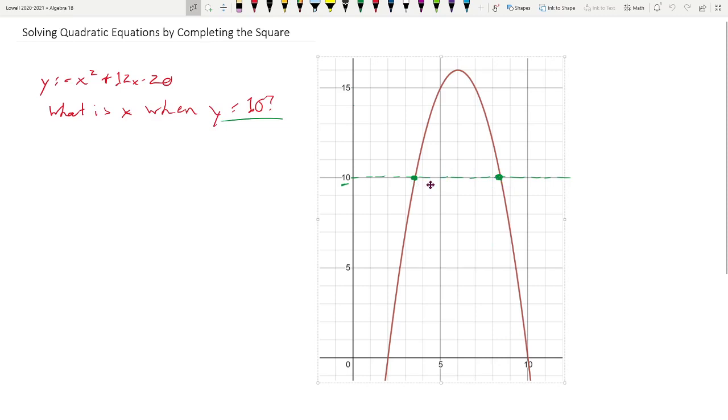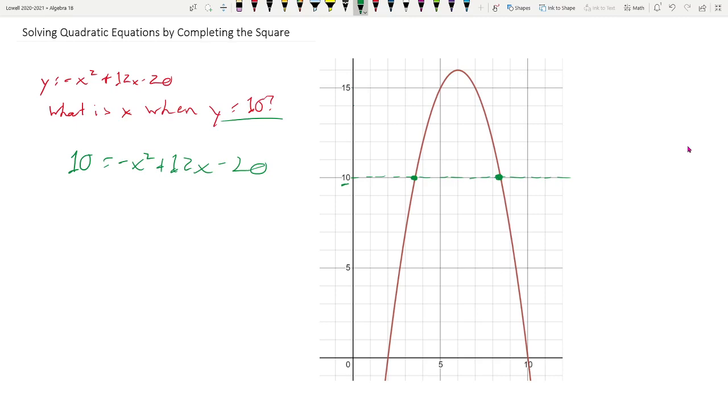So I'm going to set up our equation just like we did last time. So y is equal to 10, so now I'll replace the y with the 10. You get 10 equals negative x squared plus 12x minus 20. Just like last time, I'm going to try to get one side to equal 0 and try to factor it.